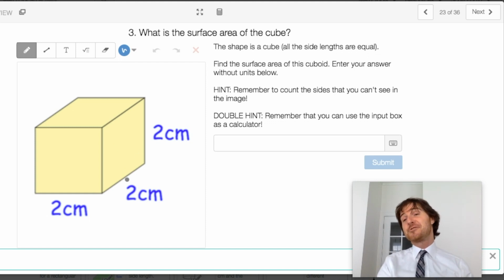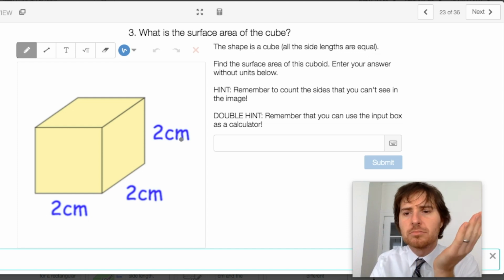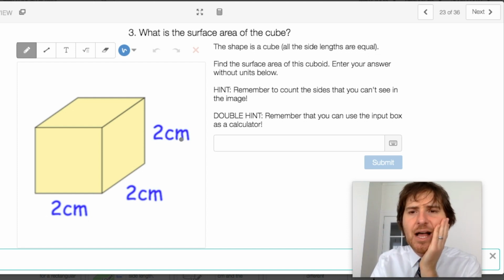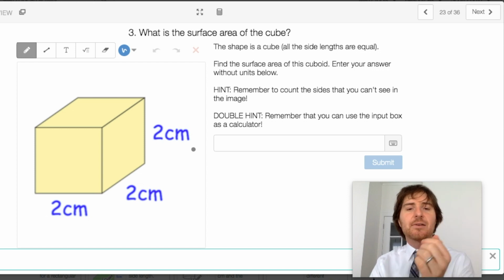But they're saying this is 2 centimeters. I'll take your word for it. The given premise of this problem is that it's a cube. So we'll take it. All right. Find the surface area of the cuboid. I'm calling it cuboids. We'll explain what that is in the next slide. Enter your answer without units. Okay, without units, we don't have to worry about the cubic centimeters thing here. Remember to count on the sides. You can't see this. Oh, I got 6.